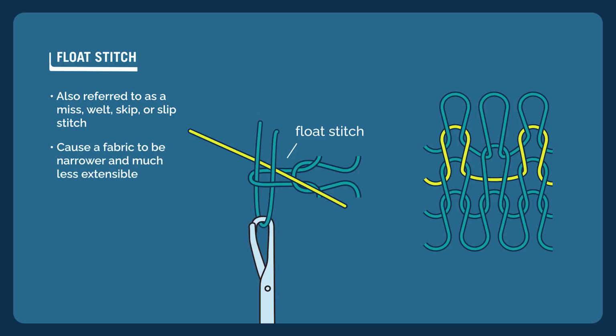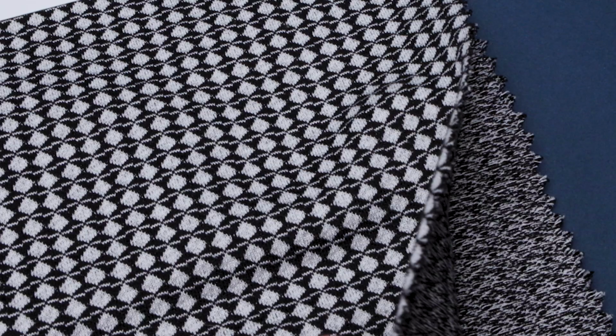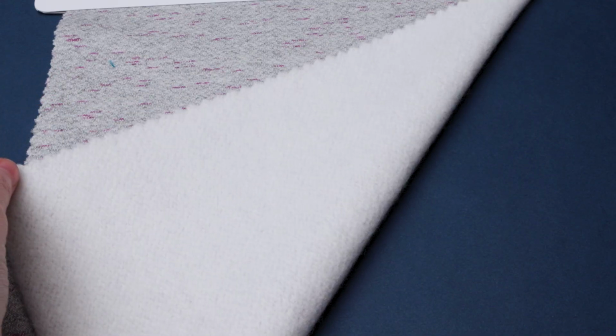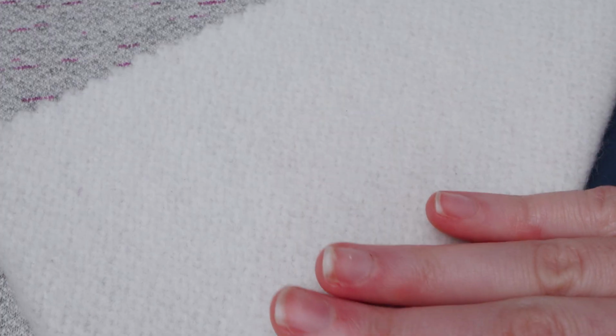Floats cause a fabric to be narrower and much less extensible. Floats can occur over multiple needles sequentially, which is useful for making pattern effects with multiple colors of yarn. The unused color can be floated to the back of the structure, not appearing on the face. When necessary, floats can be secured to the ground with a tuck stitch, which helps to tack down long lengths of yarn. Technical fabrics such as French terry or fleece often feature float stitches. One yarn appears on the face of the fabric, while the other is hidden on the back using tucks and floats.